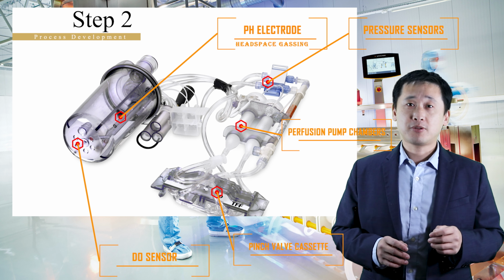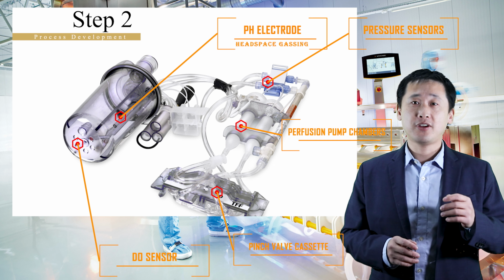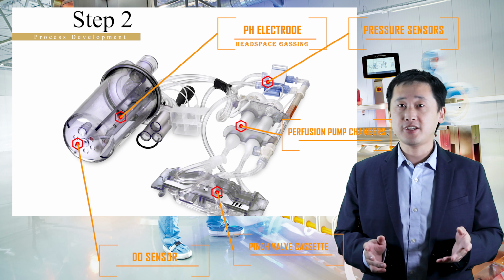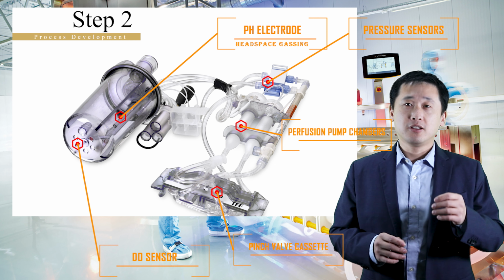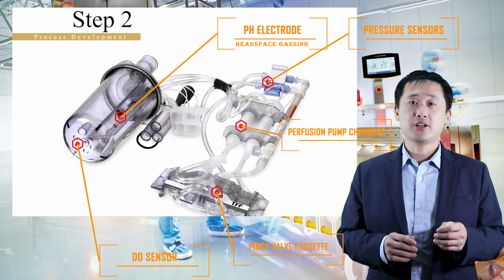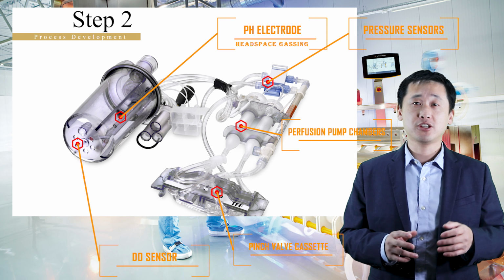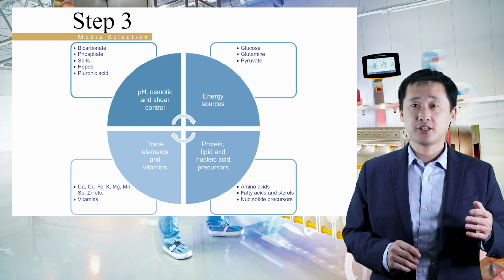Now this allows process developers to adjust multivariable factors such as temperature, pH, and culture time to understand the monoclonal antibody's growth rate and concentration over time. So this leads up to step 3, which is media selection.